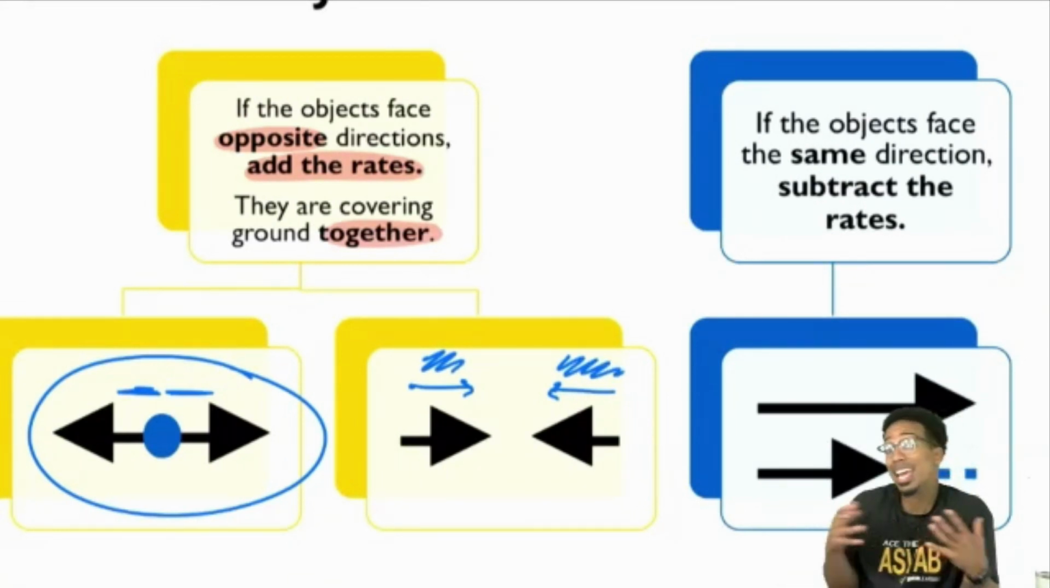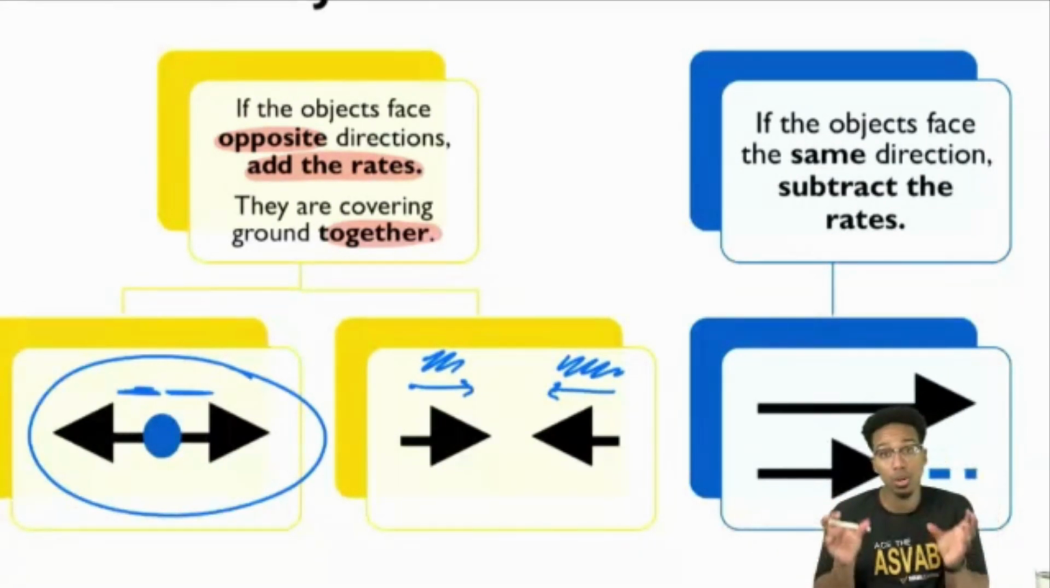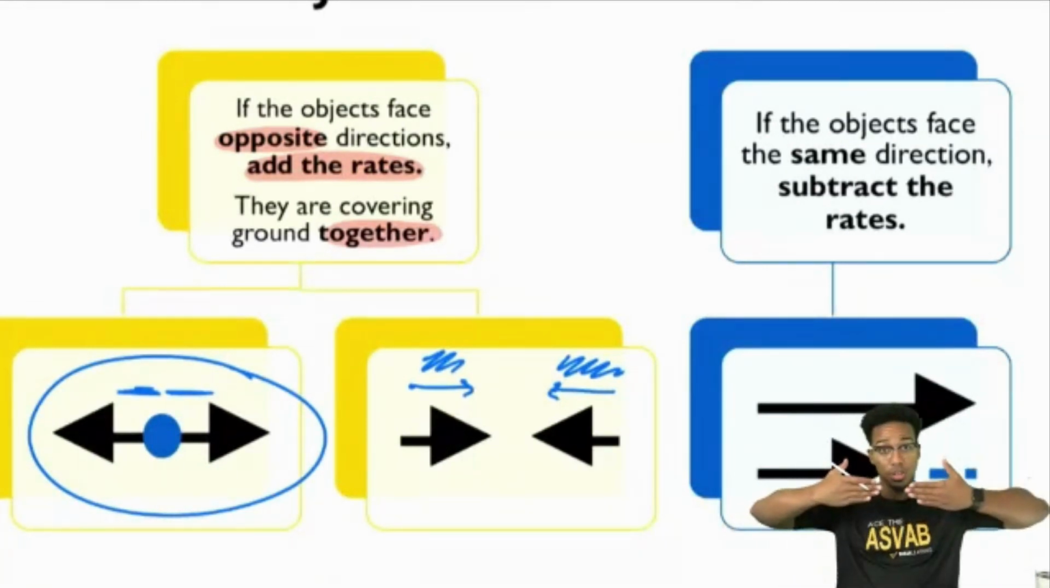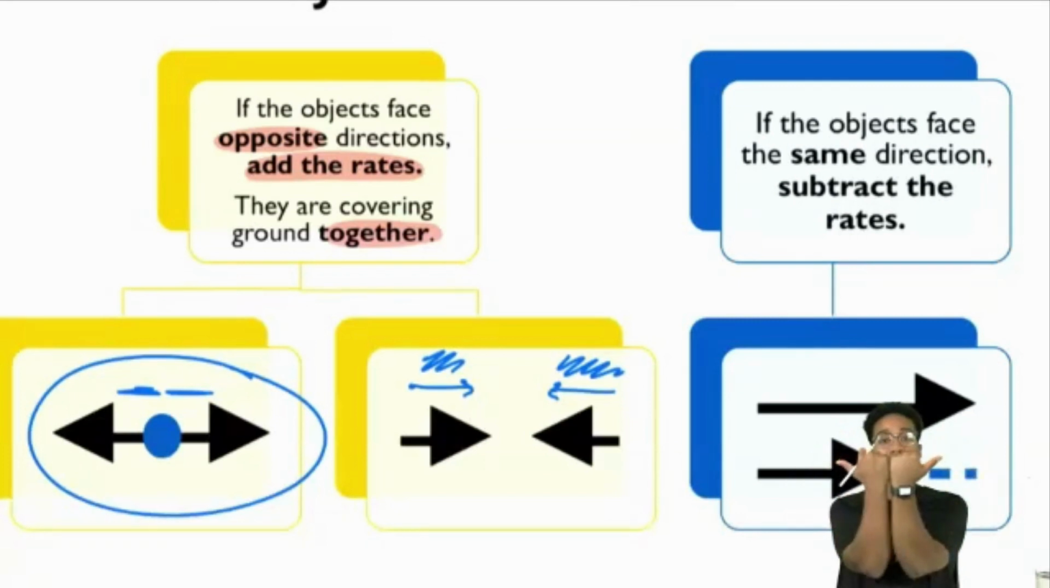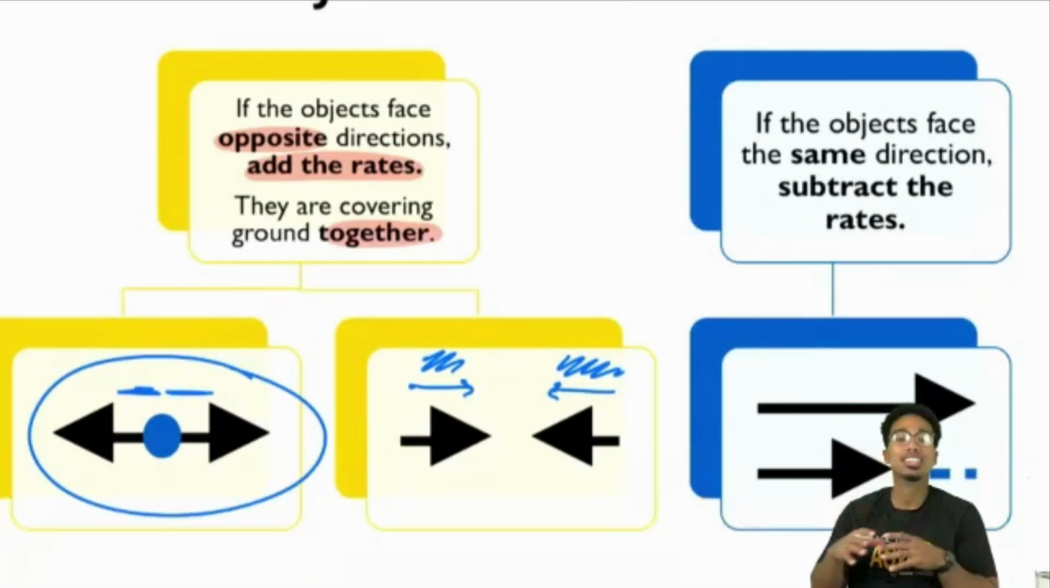There's nothing to cancel out. They're actually adding the pieces of ground that they're covering together. So they could be facing each other or facing away. Either way, they are facing opposite directions.